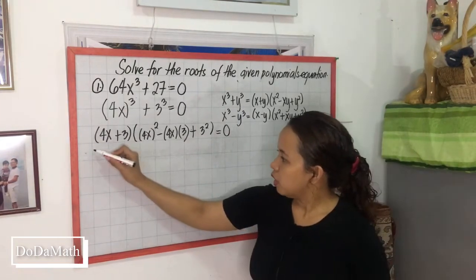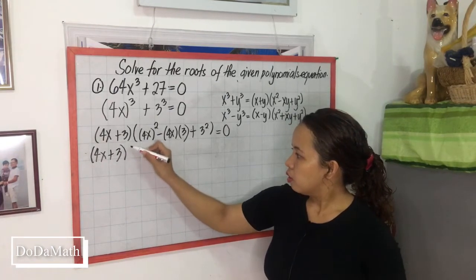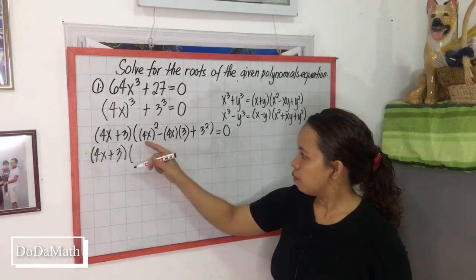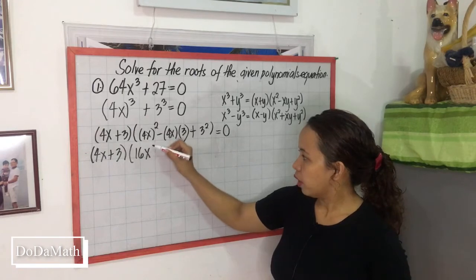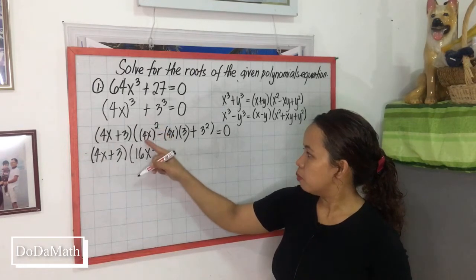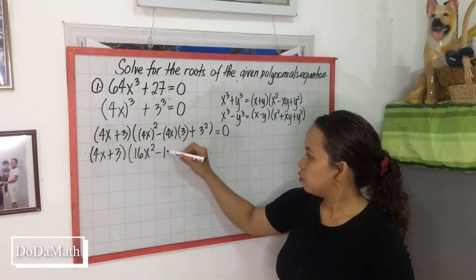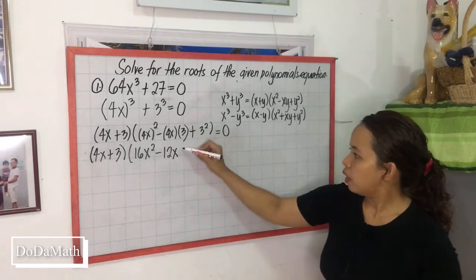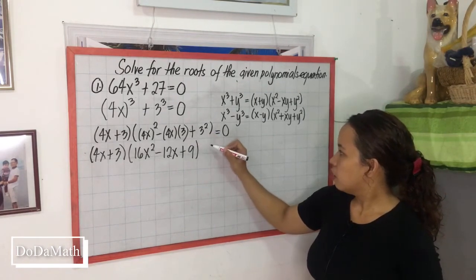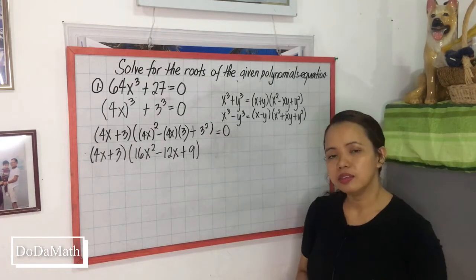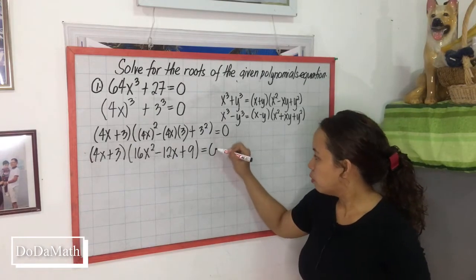And then simplifying our answer, we have now 4x plus 3. So that makes 16. 4 to the power of 2 is 16, x squared. We have to distribute the 2 to every element inside the bracket. Minus 4 times 3, that will be 12x. And then plus 3 to the power of 2, which is 9. Okay, 3 to the power of 2 is 9, so is equal to 0.